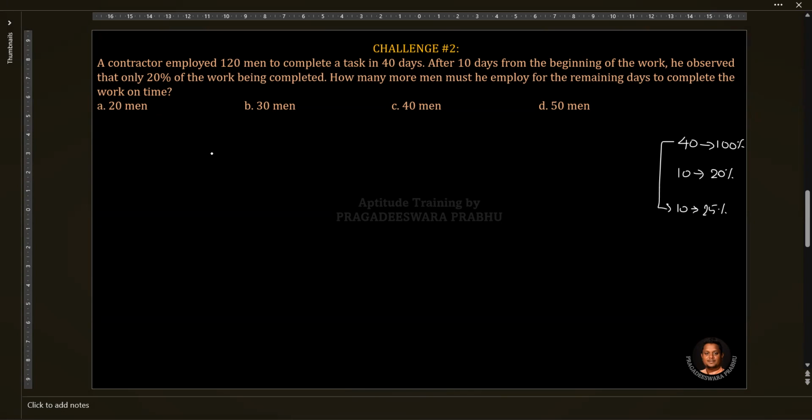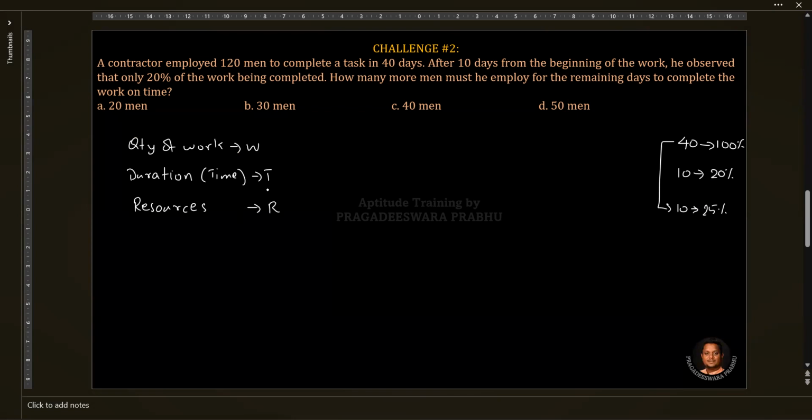The first thing that we need to know is the proportionality between the three parameters used here. One is quantity of work, we will keep it as W. Then duration of work or time, we will keep it as T. And then we have resources or number of people working on the job, we will keep it as R.